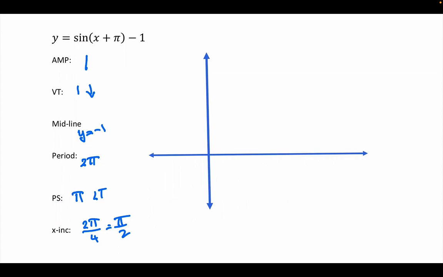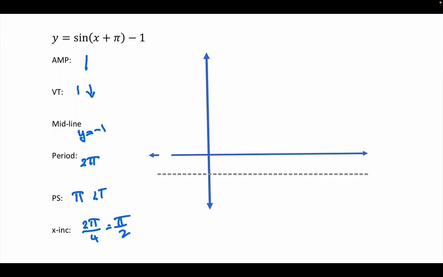Okay, so I'll start by making my midline here at -1. Give me a nice straight line. There we go. Something like that. Okay, the phase shift is pi to the left. All right, but the increment is pi halves. So if I go pi to the left, there's my first one.